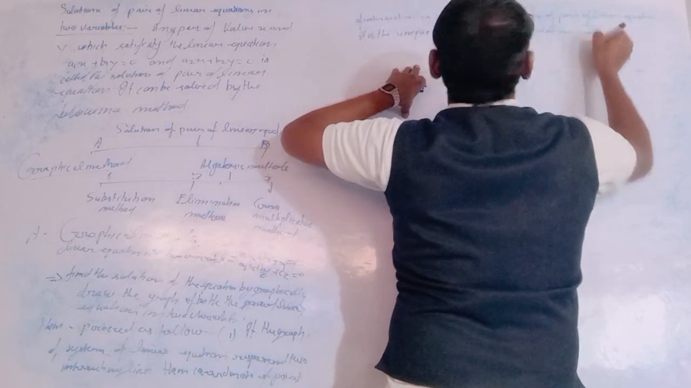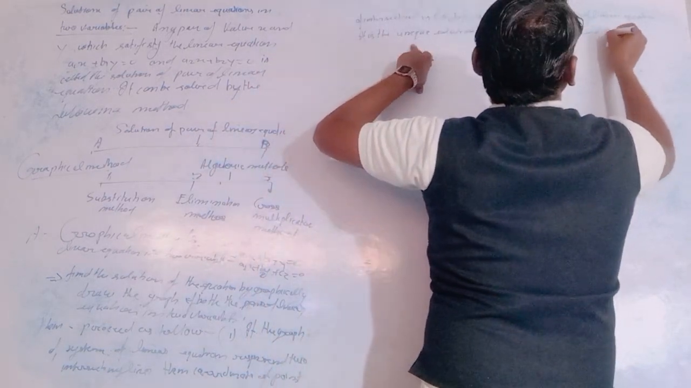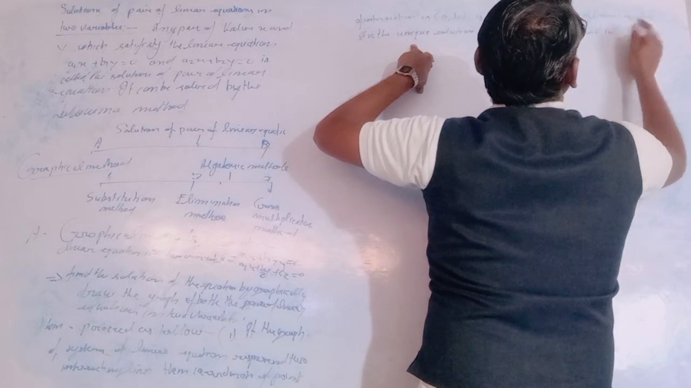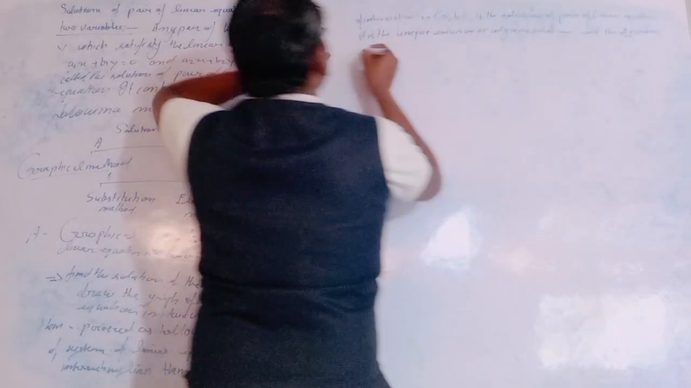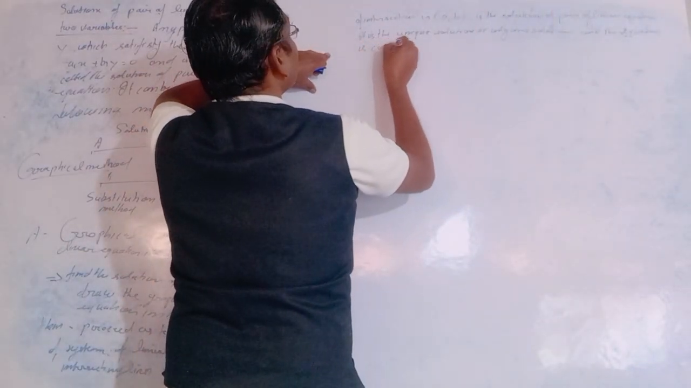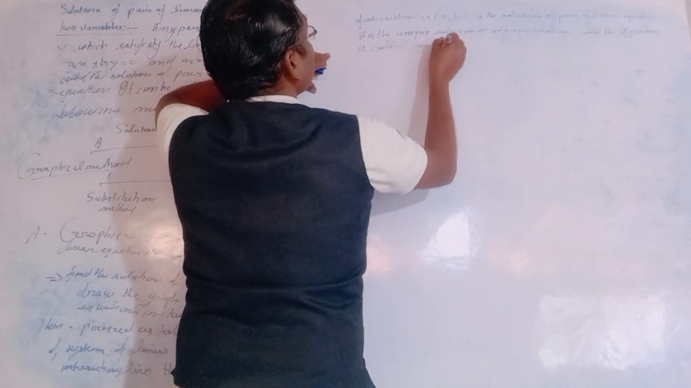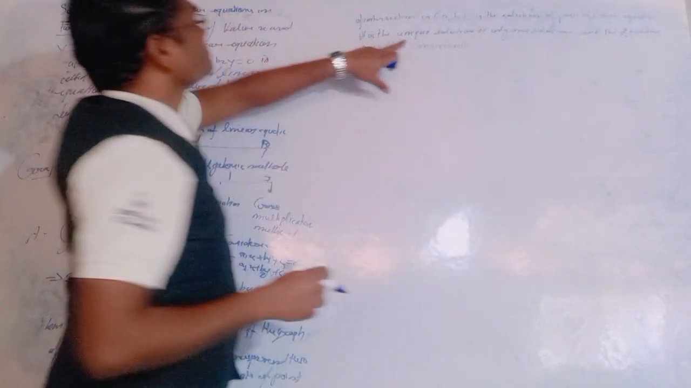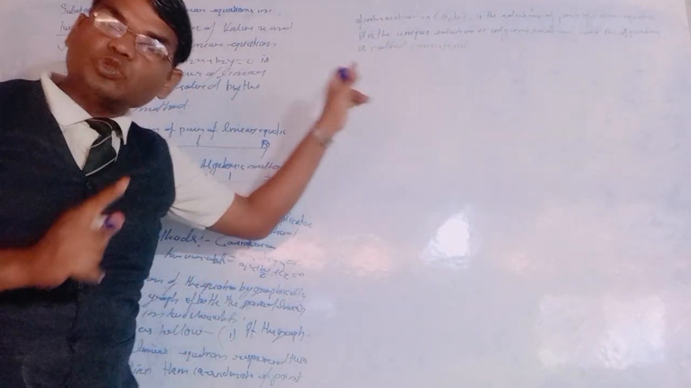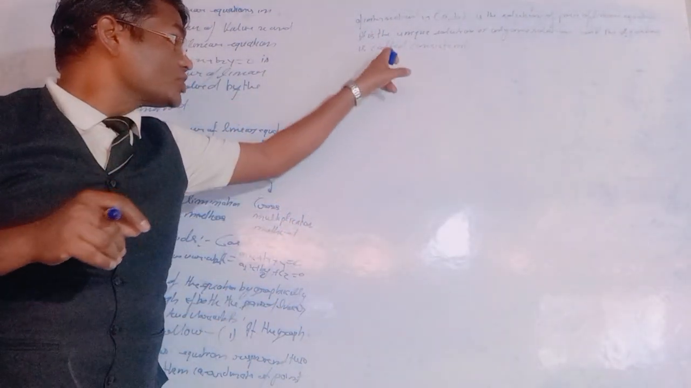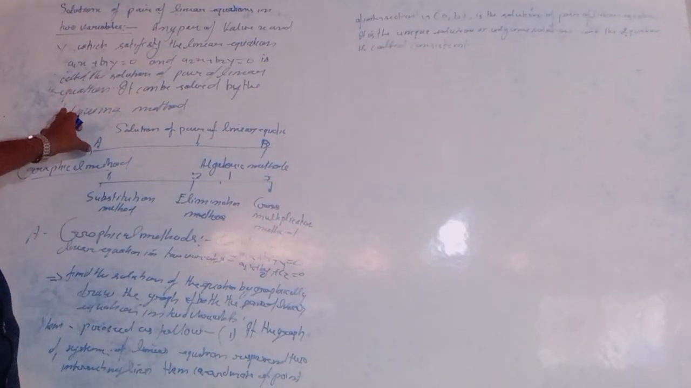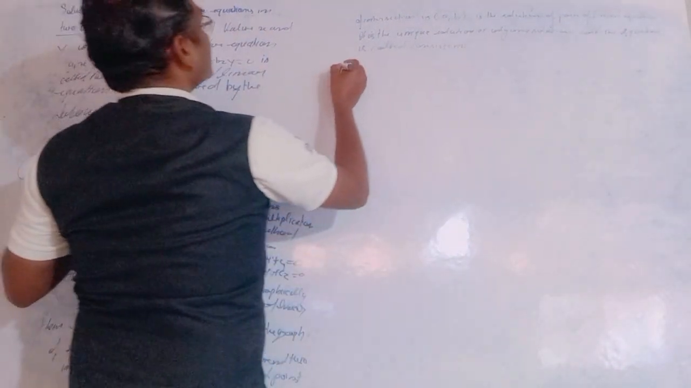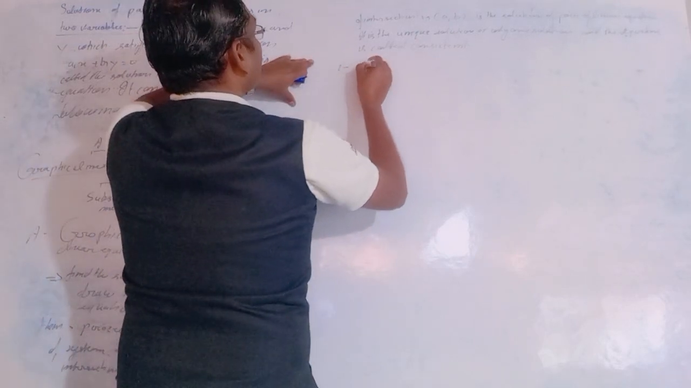and the linear equations are called consistent. Okay, the equations are said to be consistent. Unique solution or only one solution, and the equations are called consistent. So that is the first condition, done. Now the second condition.